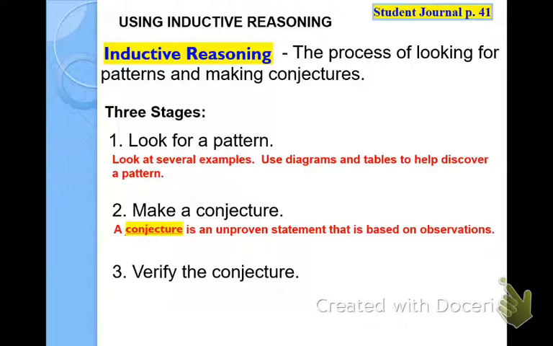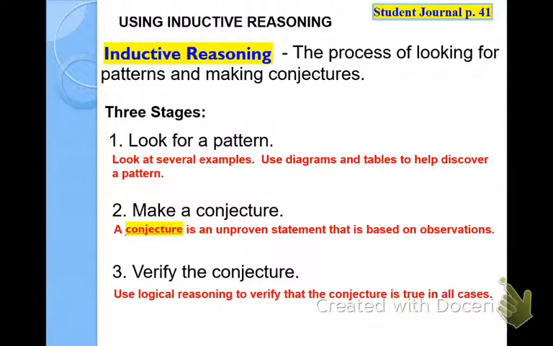And then the last, to verify the conjecture. What does verify mean? Make sure it's right. Fact check it. Use logical reason to verify that the conjecture is true in how many cases? All cases. So it can't be true in some and not in all. So is the conjecture that Colt is late to class every day a 100% true conjecture? No. You're going to learn what's called a counterexample. You're going to learn it later, and we're going to talk about it.